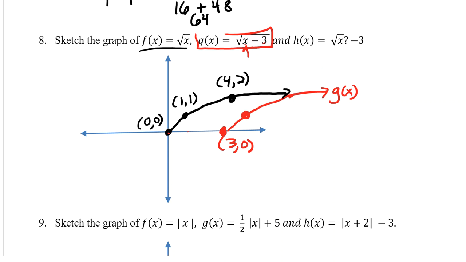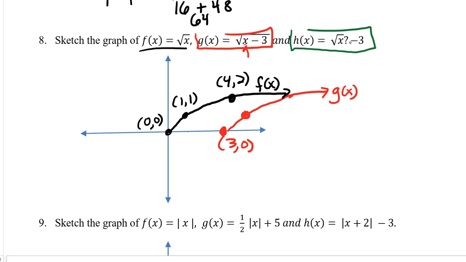And I could label my first graph here was our f of x. And let me switch colors. Let's do h of x. This should not have a question mark there. It should say square root of x minus 3. So this is down 3 units.